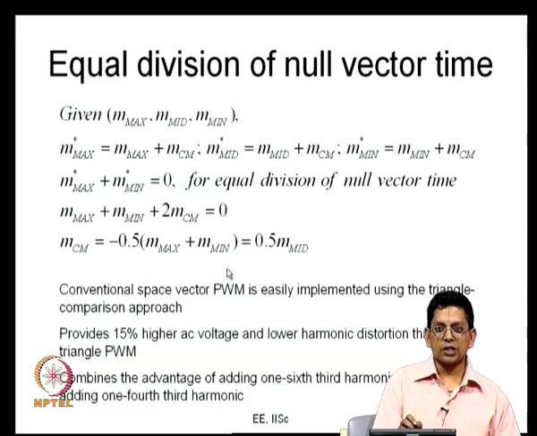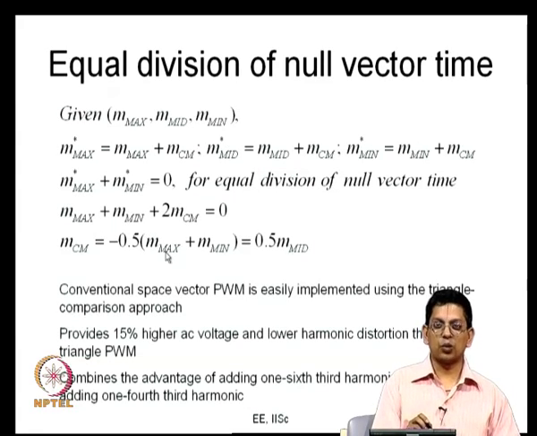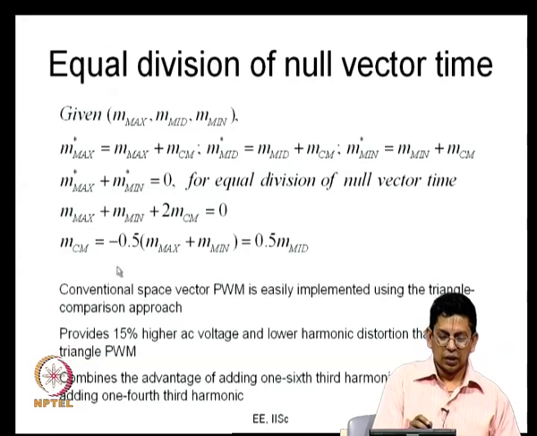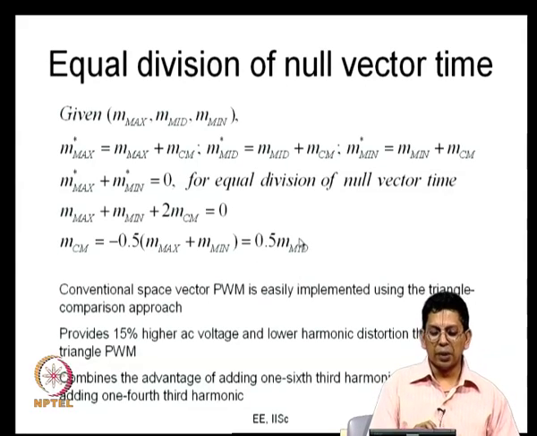And what is M max plus M min? It is minus M mid, because these are sinusoidal signals. So, M max plus M mid plus M min is 0. Therefore, you get 0.5 M mid. Remember, M max plus M mid plus M min is equal to 0, but M max star plus M mid star plus M min star is not equal to 0. That is equal to 3 times the common mode signal. So, if you want the division of null vector time to be equal between the two 0 states, you have to add a common mode component, which is simply 0.5 times M mid.